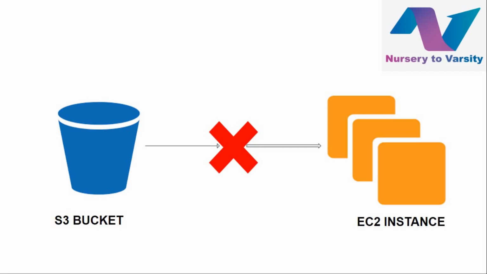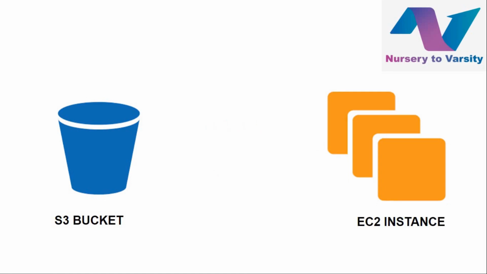Here in this situation, roles come into play. We can attach this S3 service to the role and attach this role to the EC2 instance. So now any application that runs in this EC2 instance can automatically access this S3 service. This is how roles are used.